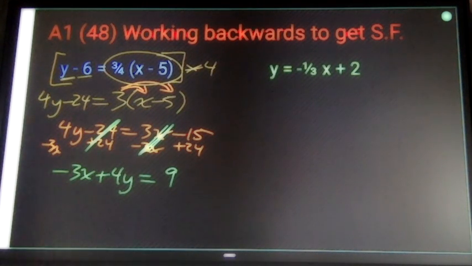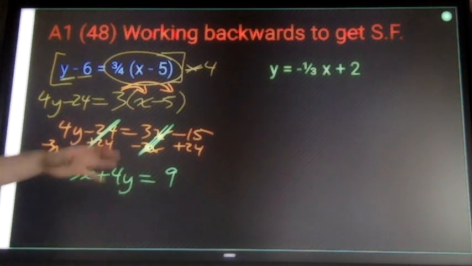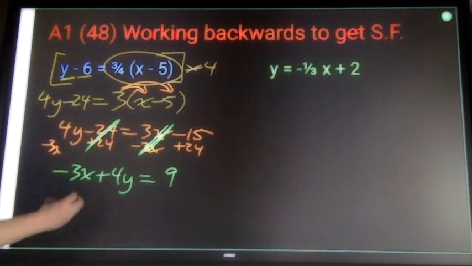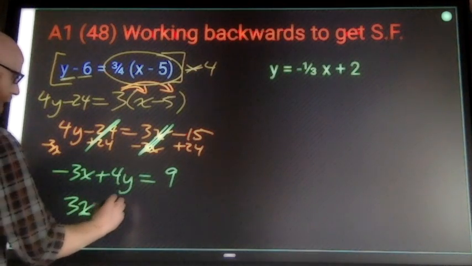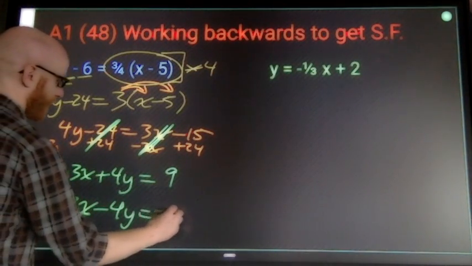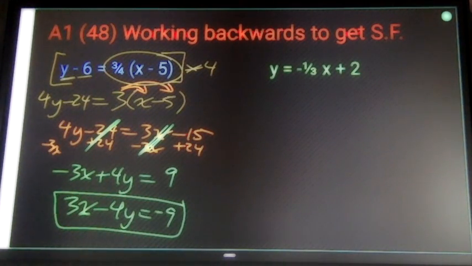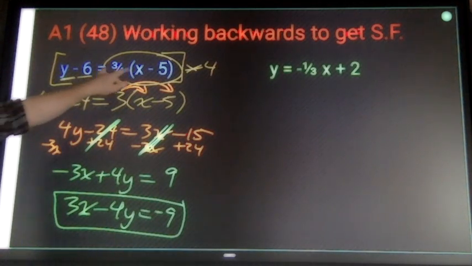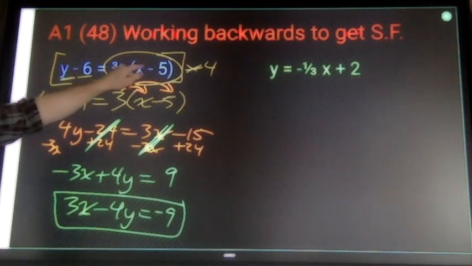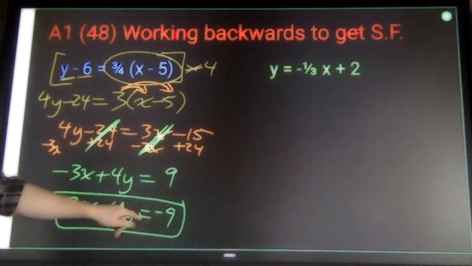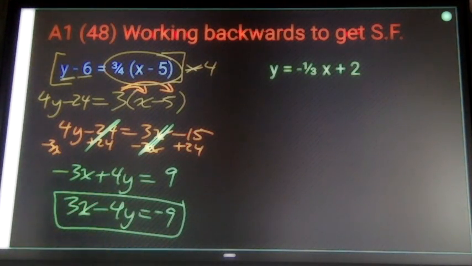And then once again, I don't want my leading term to be negative, so I'm going to reverse all the signs. I'm going to multiply by negative 1, reverse all the signs. 3x minus 4y equals negative 9. Standard form of that equation. Okay? Same equation, different format. Any numbers, x and y, that solve this in blue will solve that in green. Okay? Same equation, different format.